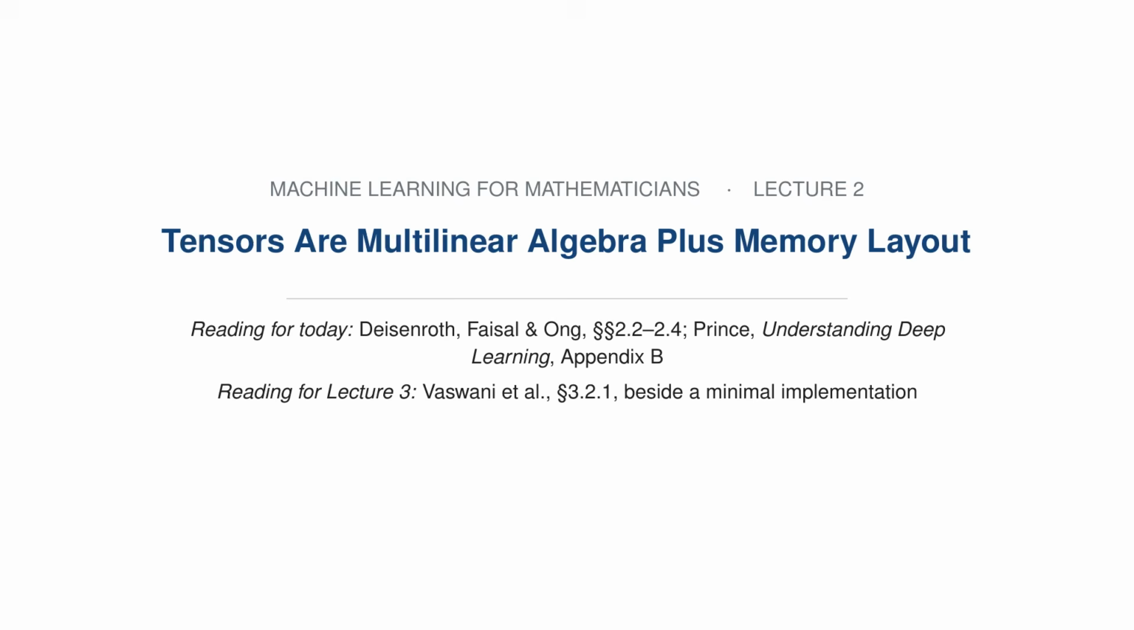Today we do tensors properly as multilinear algebra meeting memory layout. We also settle the question I left open last time, which is why the mathematics writes a matrix acting on a column while the library writes a product with a transpose. The reading is Dijksenroth, Feisal, and Ong, together with Prince's appendix on mathematics.